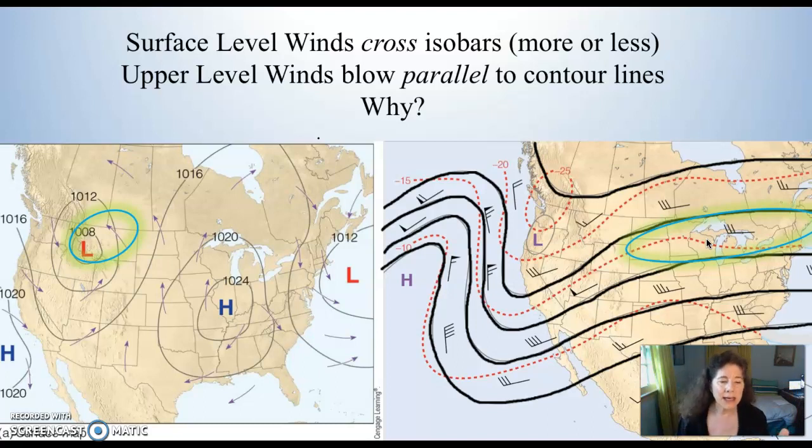But basically, these winds cross isobars on the surface map, but the upper level winds blow parallel to the contour lines. They're not crossing the contour lines. So why the big change? Actually, it's not a big change at all in the physics. It's just a big change in the way the data is analyzed. So let's look over that.